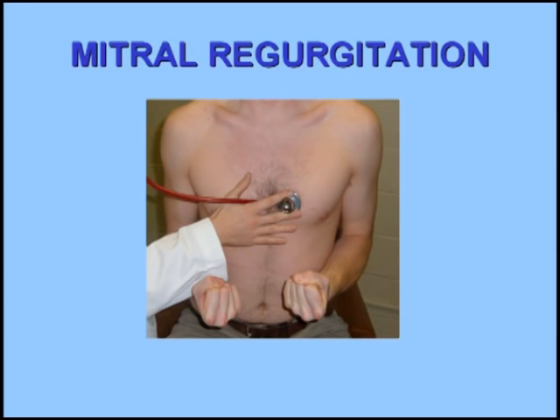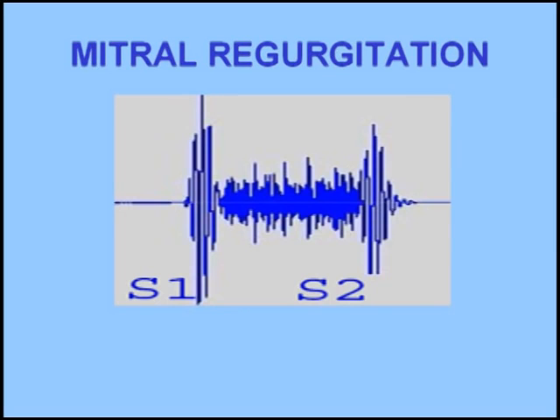Mitral regurgitation will increase in response to hand grip maneuver. Listen to the change in this murmur with a hand grip maneuver. Rest. Hand grip. This murmur extends all the way to the second heart sound, reflecting the significant gradient that exists between the left ventricle and the left atrium throughout systole.